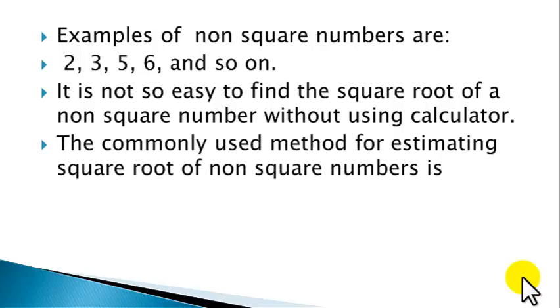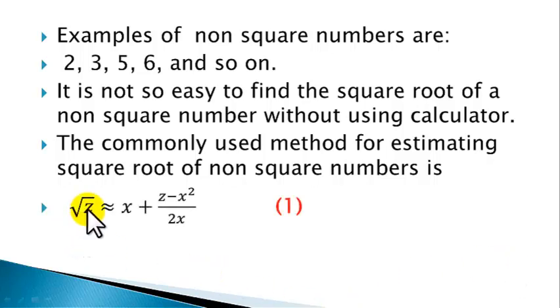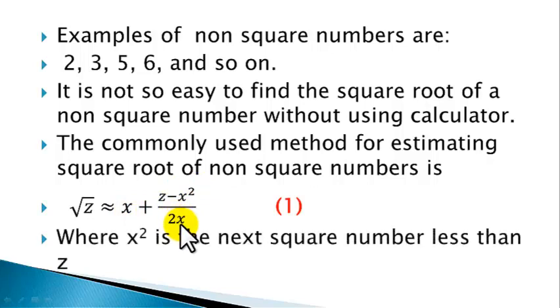The commonly used method for estimating square root of non-square numbers is given by this formula. Square root of z is approximately equal to x plus (z minus x squared) all over 2x, where x squared is the next square number less than z, and x is the square root of x squared.